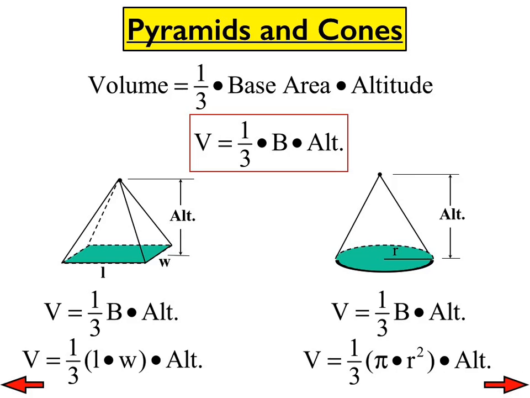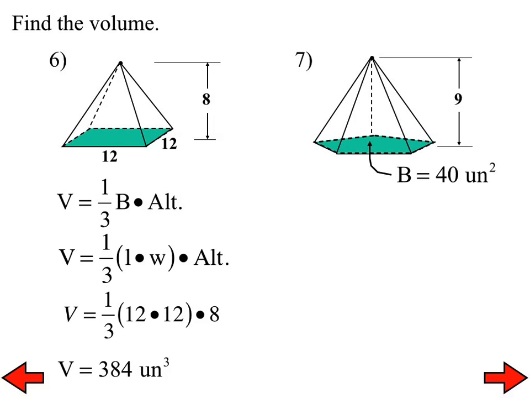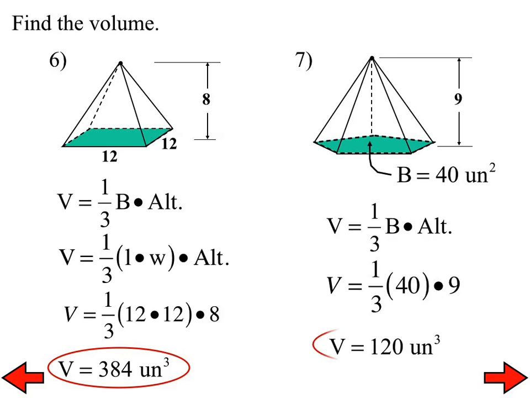Number 6, we have a square pyramid. So we find the area of the square, multiply it by the altitude, take 1/3 of that. That would leave me with 384 cubic units. Number 7 is a 1, 2, 3, 4, 5 pentagonal pyramid. Another one that's tough to say quickly. So we find the area of the pentagon, which is given to us, multiply that by the altitude, and take 1/3 of that. That would give me 120 cubic units.